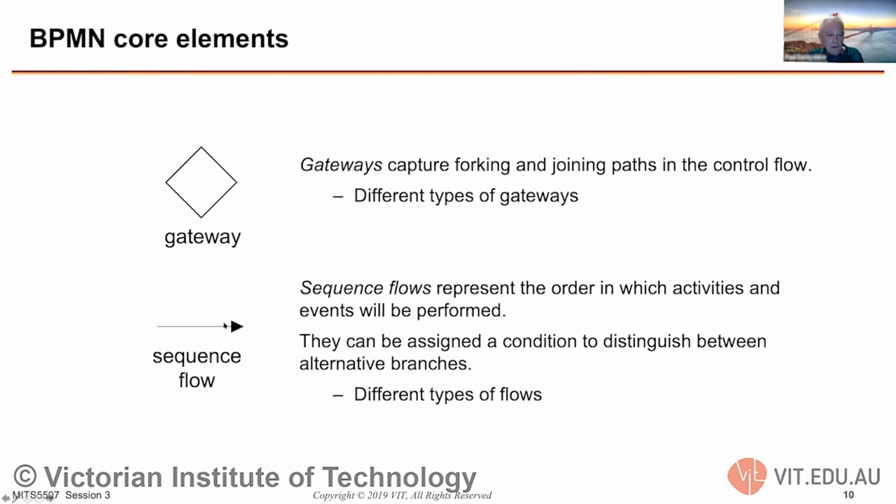The sequence flow is a simple arrow which connects activities and represents the order in which activities are performed. We can also assign conditions to sequence flows, but that becomes a little bit more complex. And again, we'll see that as we get into more complex business process models.